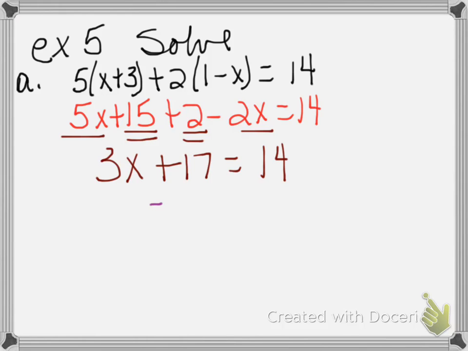Now I am ready to start moving things from one side of the equal sign to get x by itself. So I'm going to subtract 17 on both sides.